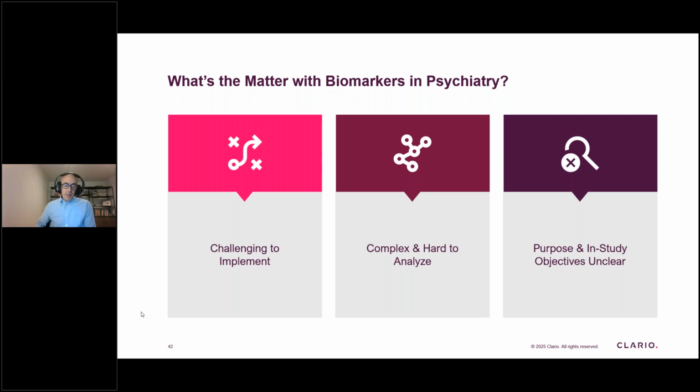So, with that in mind, we started asking the question, what would the perfect digital biomarkers battery, or the perfect digital biomarker itself, look like in psychiatry? Let's go to the next slide to take a look.